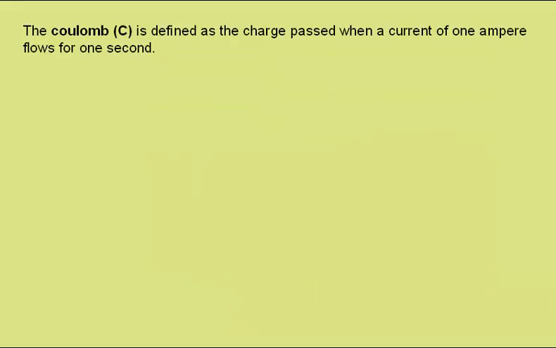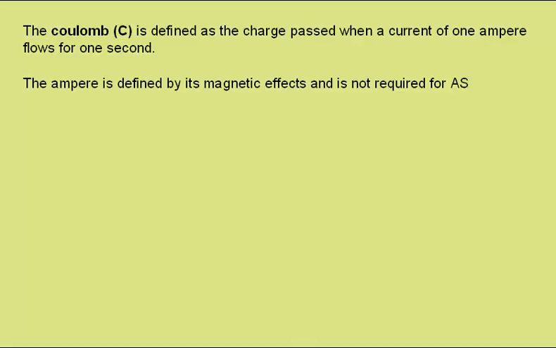The coulomb, given symbol capital C, is defined as the charge passed when a current of 1 ampere, or 1 amp, flows for 1 second. The ampere is defined by its magnetic effects, and this is not required for AS.